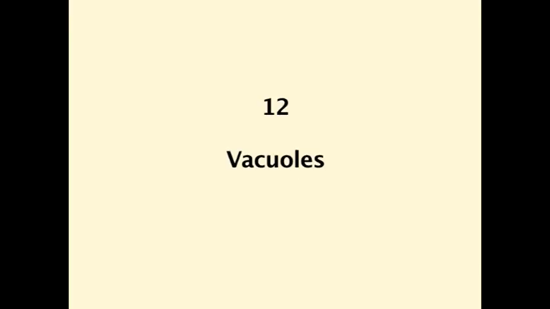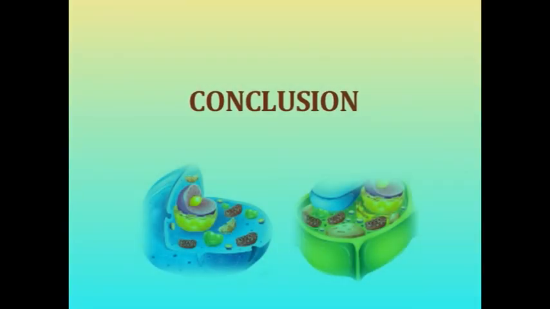The next feature is the vacuoles. Vacuoles in animal cells are many and small. Let us now see the conclusion.